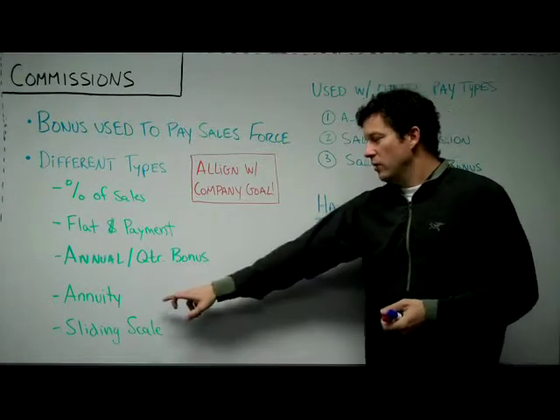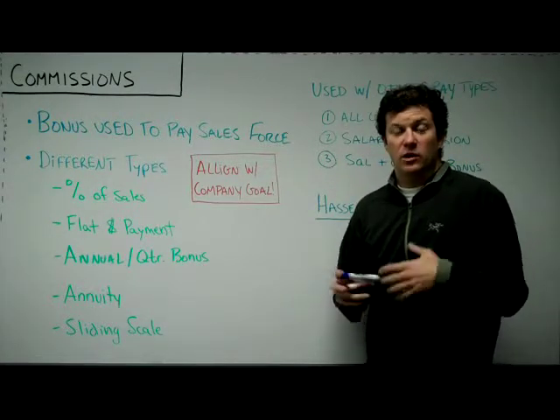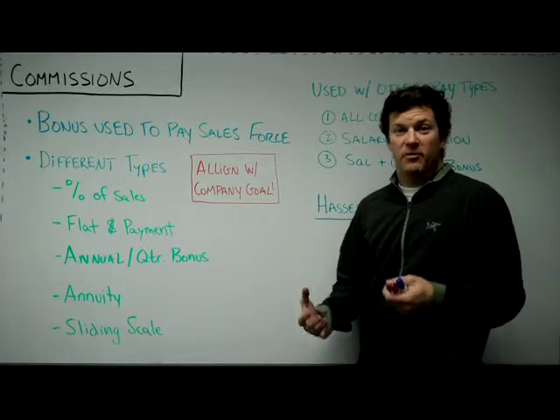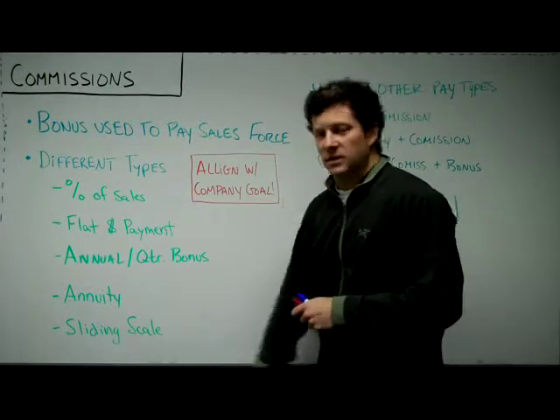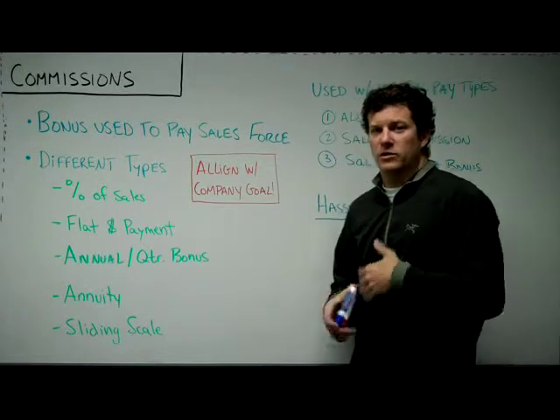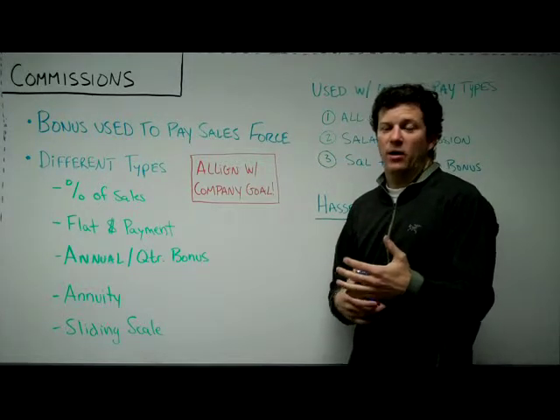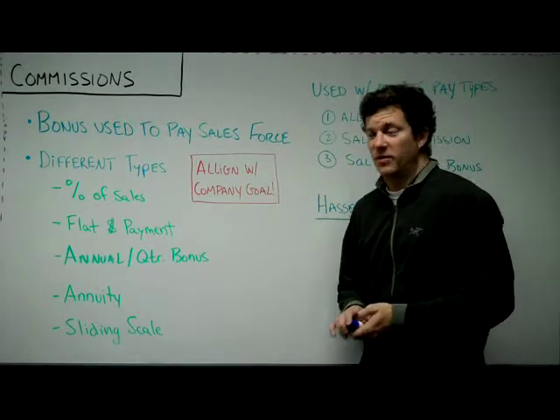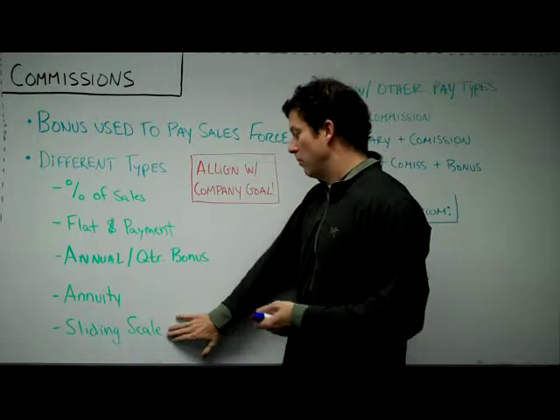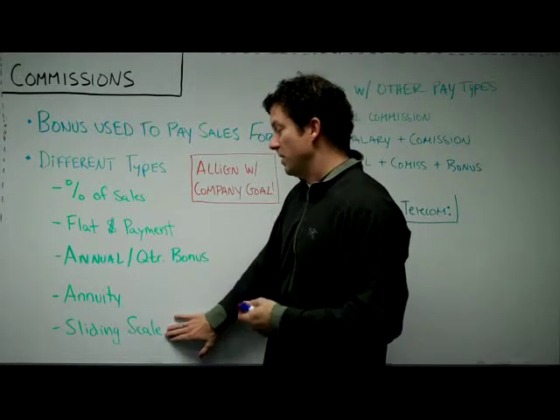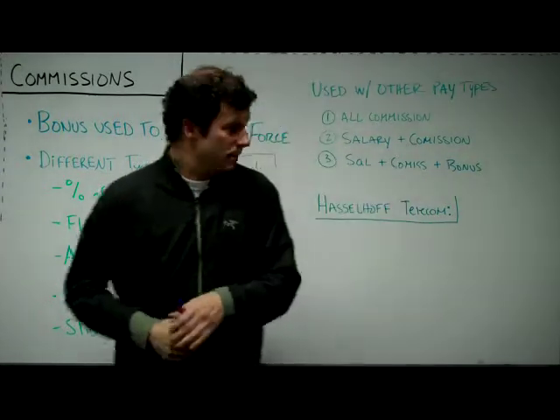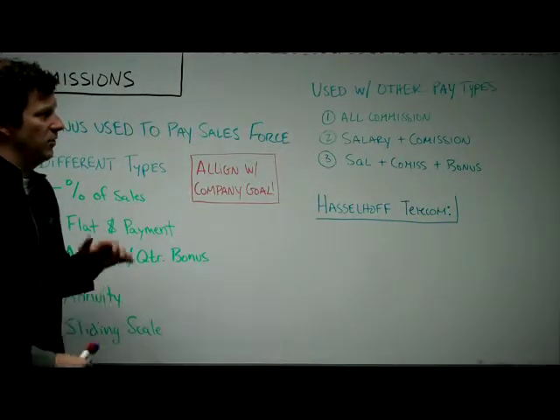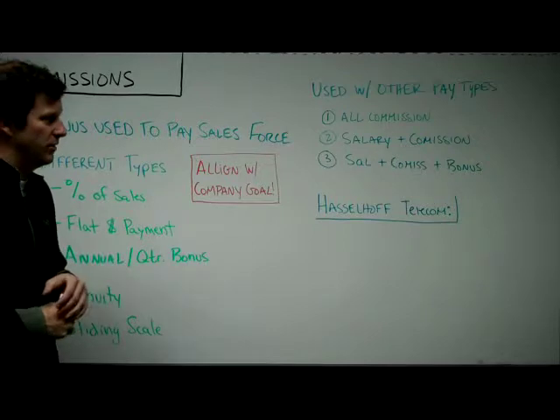There's also annuity structures. If you close a deal where they pay you $20 a month, you might get a payment every month. And then there's sliding scale commissions, where if you close a certain amount you get more, or if you close a small amount you may get less. We'll talk about examples of that as well. But sometimes you can make more money on what you sell based on how much you're selling. So commissions are often used with other pay types as sort of an important thing to understand when you're thinking about how to incent your salespeople.